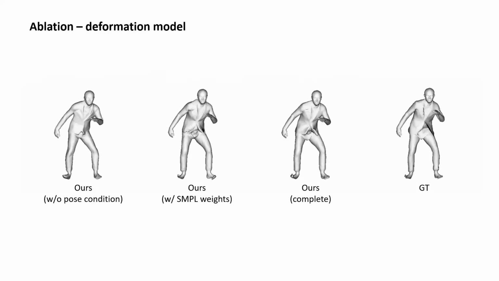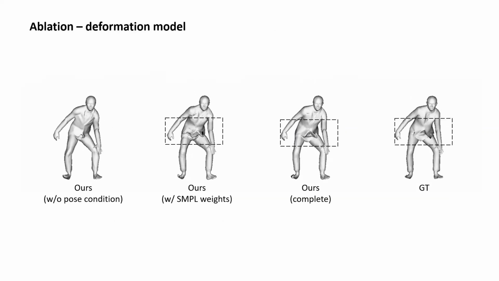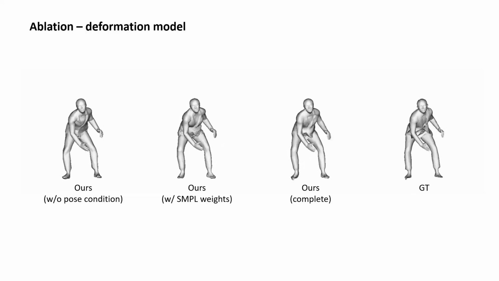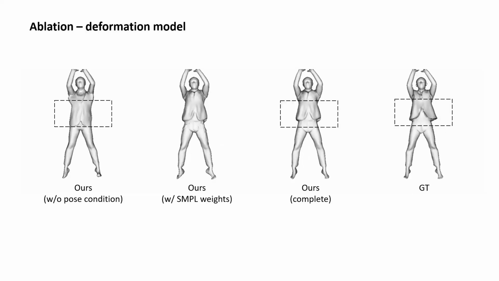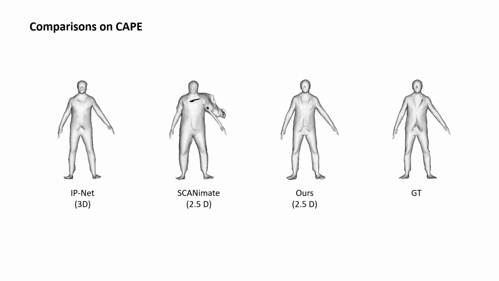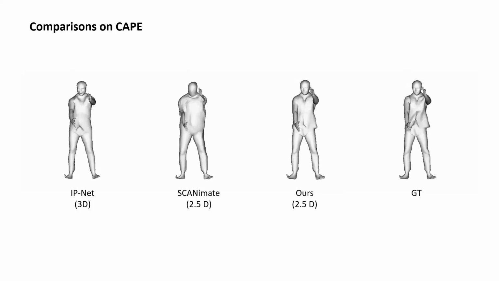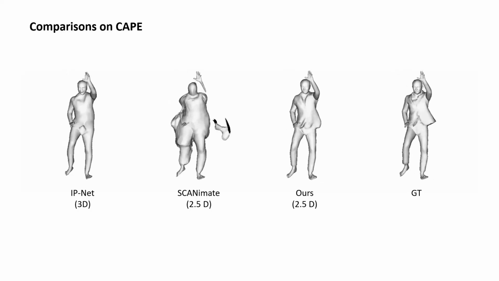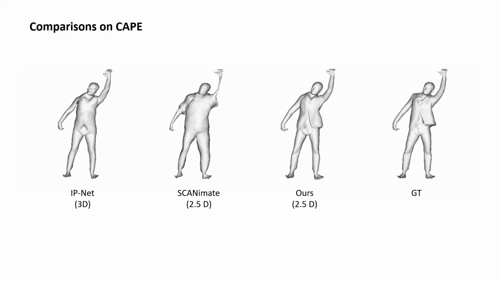Next, we show the effects of our deformation model. Without learned skinning weights, the deformed regions can be noisy and display visible artifacts. Without pose features, the shape network cannot represent the dynamically changing surface details of the blazer. Finally, we compare our method to existing state-of-the-art methods in the envisioned application scenario of avatar animation.